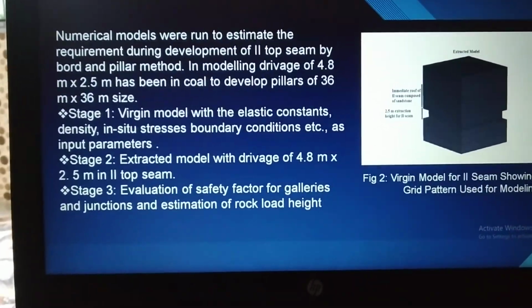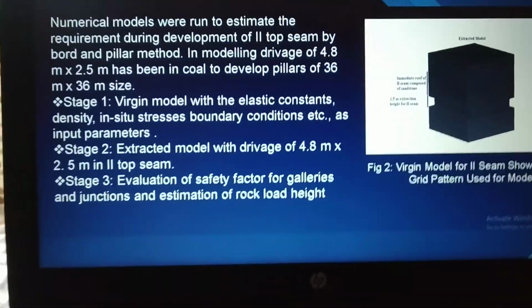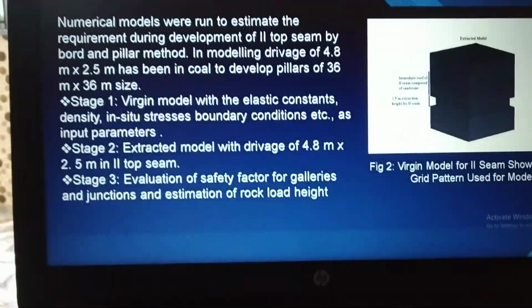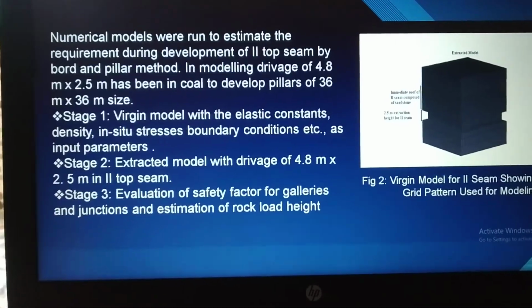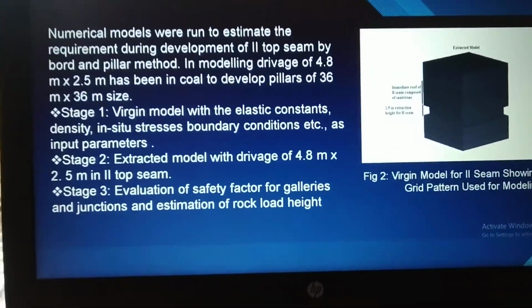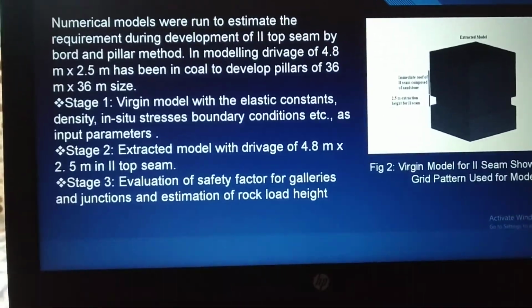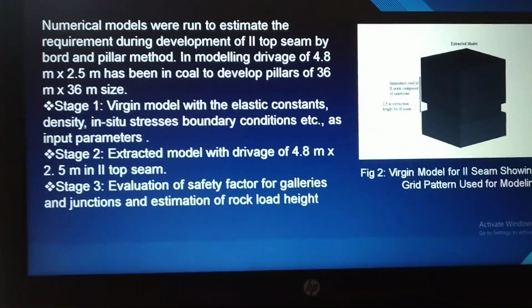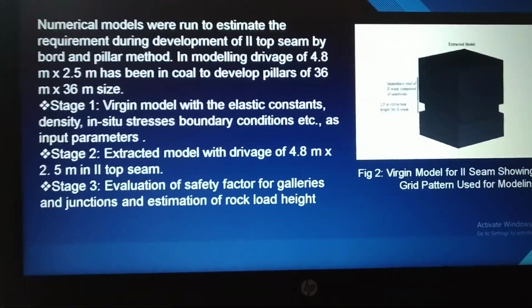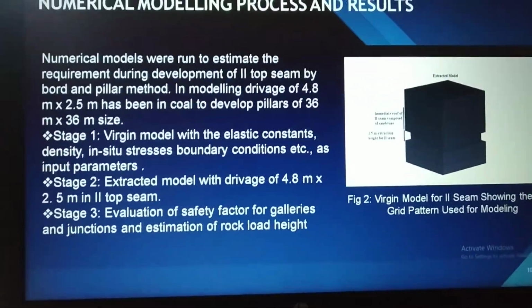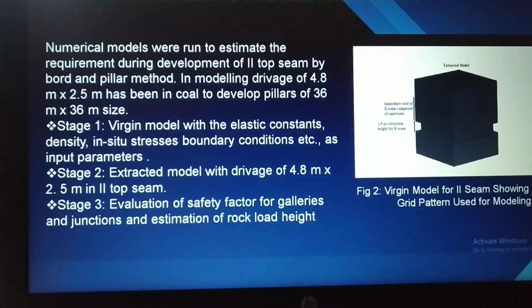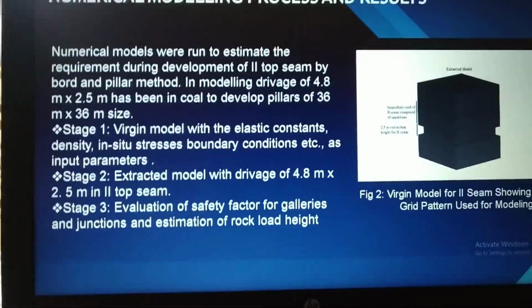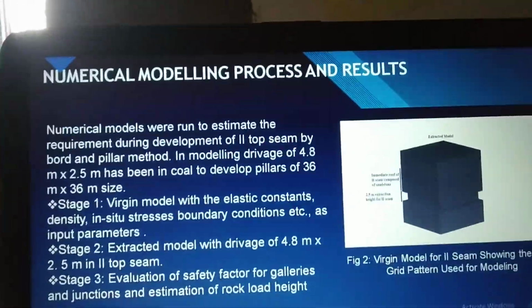For the numerical modeling process, we involve 3 stages. First is the virgin model with the elastic constant density, in situ stress boundary conditions and other parameters. The second stage includes extracted model with drivage of 4.8 meter and 2.5 meter for the second top seam. The third one is the evaluation of the safety factor for galleries and junctions and for estimating the rock load height in order to prescribe a particular support system for the mines.